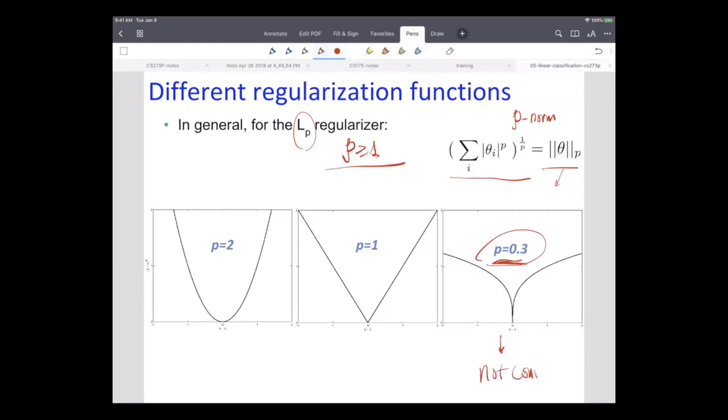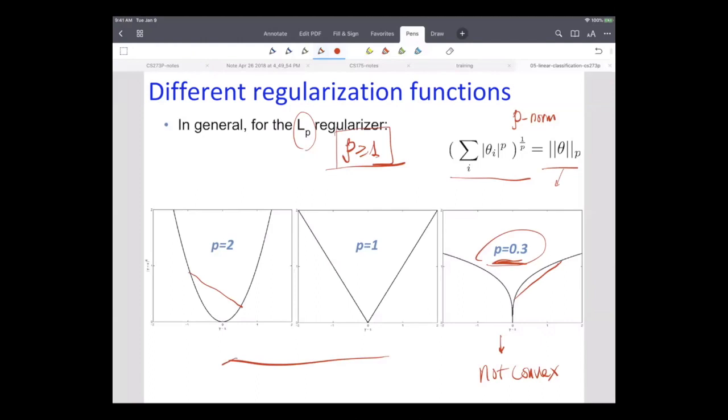Remember that to measure convexity, you draw two points and check whether the line is always above the graph. Now you can see this is not the case. If I draw a line here, this line is actually below the curve. So this is not convex, but all the rest are convex. In general, the function will be convex as long as it's a proper norm, which means as long as p is greater than or equal to 1.